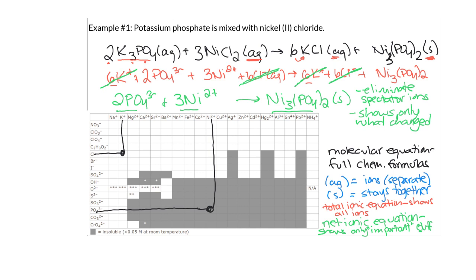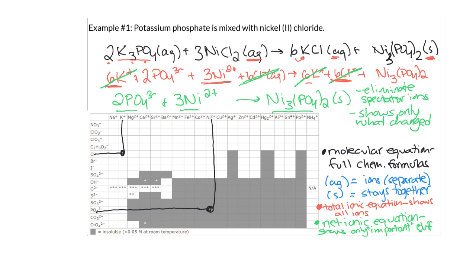A molecular equation shows you everything, all the full chemical formulas in the gory detail. A total ionic equation shows you all the ions, again, in the full gory detail. Net ionic equation is just the facts. Which things changed, and only the things that change will remain. The most important part is to be able to split up those ions to figure out, for example, that there were six potassiums, or six chlorides, or three nickel 2+. That's the bit that you want to practice.